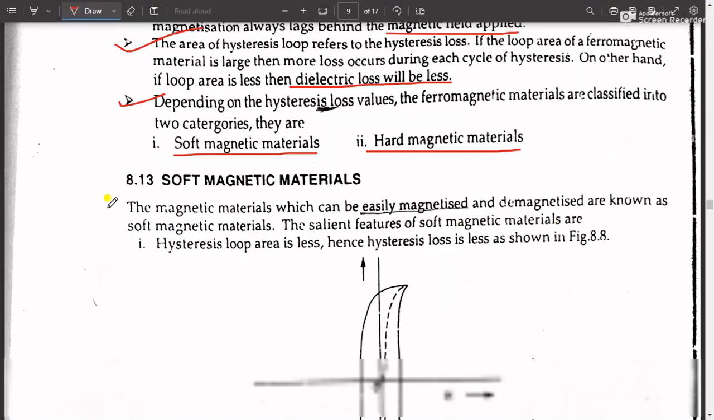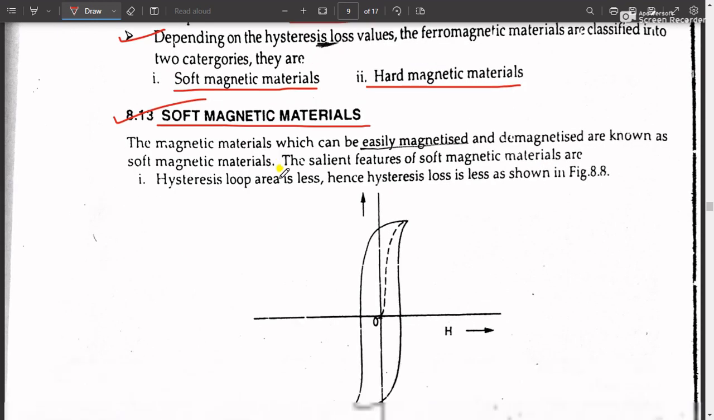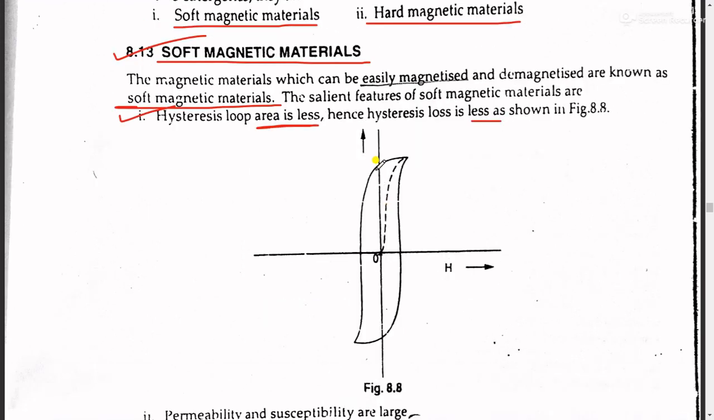So first, soft magnetic material. Materials that are easily magnetized and also demagnetized are known as soft magnetic materials. These are the salient features. The main feature of soft magnetic materials is that the hysteresis loop area is less, hence the hysteresis loss is less.